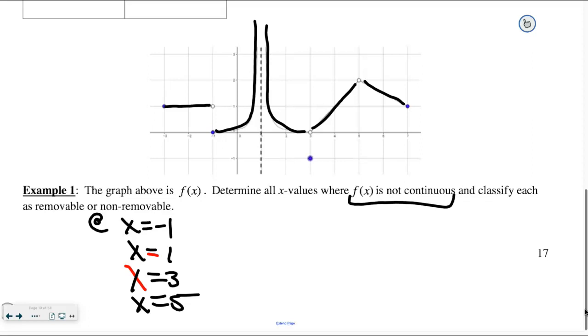So let's go to my first one. What kind is that? It's a jump. Can I fix it with 1 point? No. So I'd say non-removable. And I like it if you put the word jump on there because there are two kinds of non-removable. So I'm going to write non-removable jump, and I'm not going to write discontinuity.